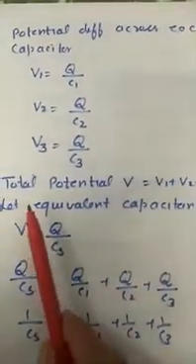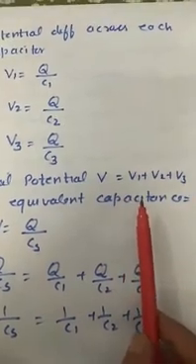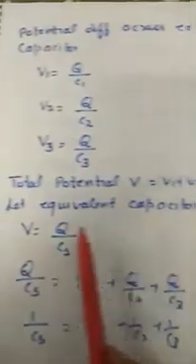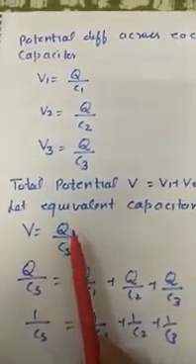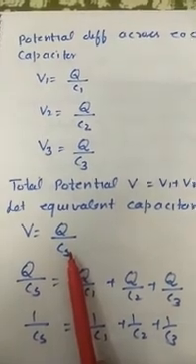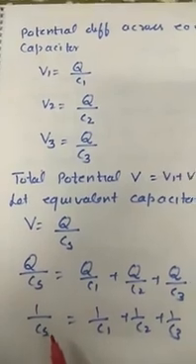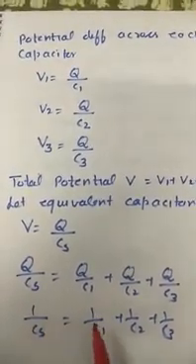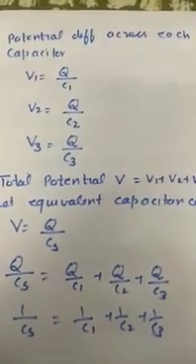And if their equivalent capacitance, that is the total capacitance of all the three capacitors connected in series, is Cs, then V is the total potential, Q is the total charge and Cs is the total capacitance. The total capacitance we can find by this formula: 1 upon Cs equal to 1 upon C1 plus 1 upon C2 plus 1 upon C3.